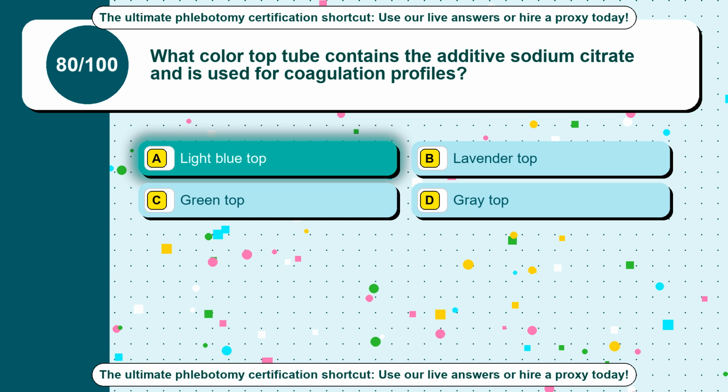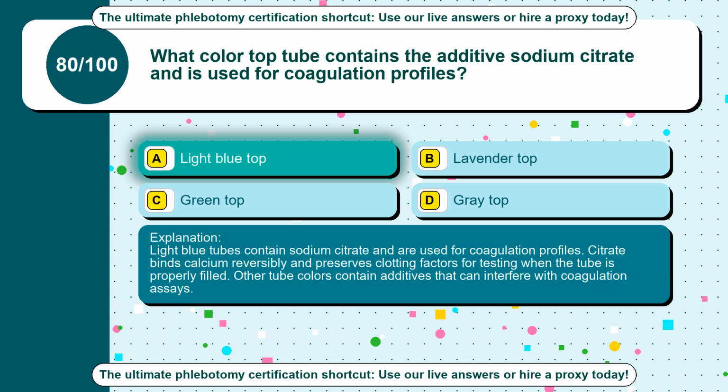Light blue top. Light blue tubes contain sodium citrate and are used for coagulation profiles. Citrate binds calcium reversibly and preserves clotting factors for testing when the tube is properly filled. Other tube colors contain additives that can interfere with coagulation assays.